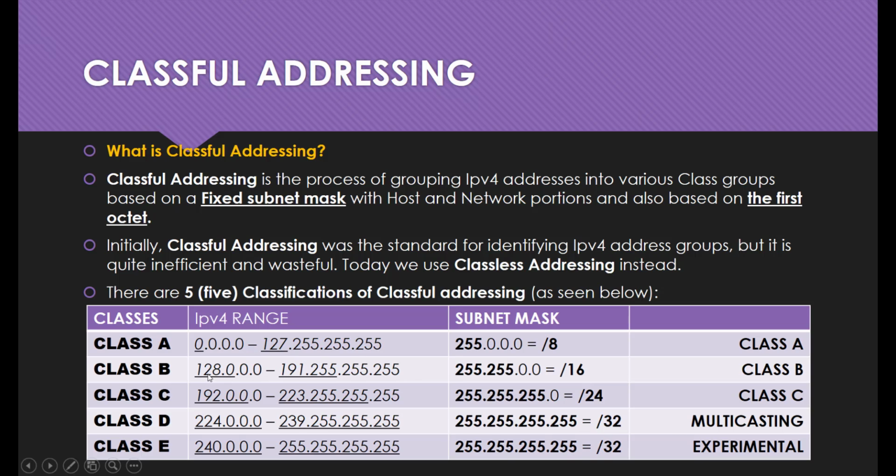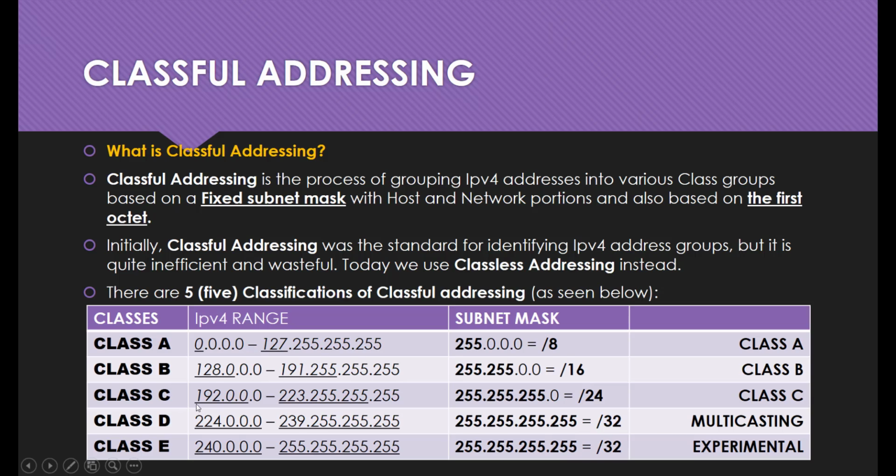Next we have class B, which ranges from 128 to 191, which means that the first octet of the IP address must fall within 128 to 191, and the subnet mask portion has the first 2 octets as all ones, which means the first 2 octets are the network portions, with a subnet mask notation of /16, which means the first 16 bits are all ones.